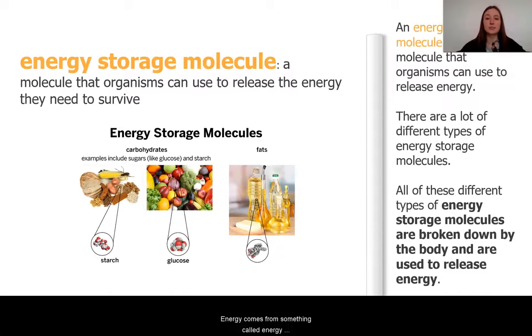Energy comes from something called energy storage molecules, a molecule that organisms can use to release energy in order to survive. Now you might have seen some of these different types of energy storage molecules. There are different kinds such as starch, glucose, or fats. All of these different energy storage molecules are broken down by the body and used to release this energy for us to be able to do all of the things that we do.